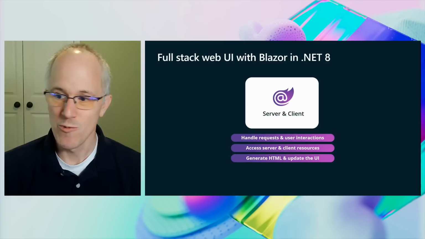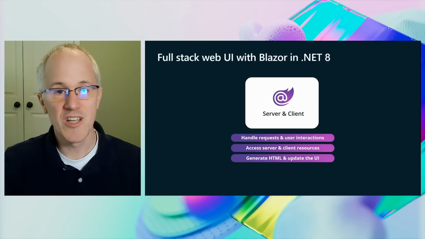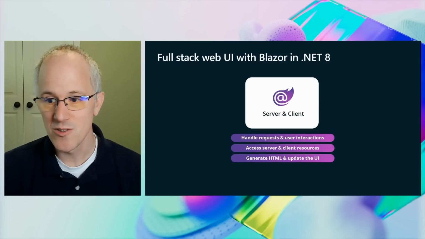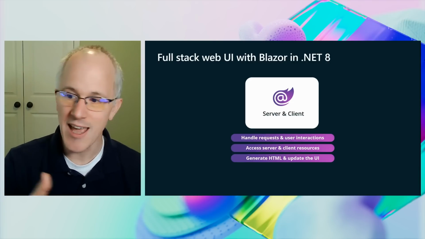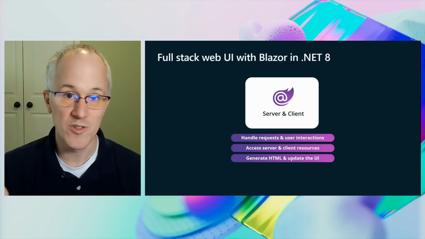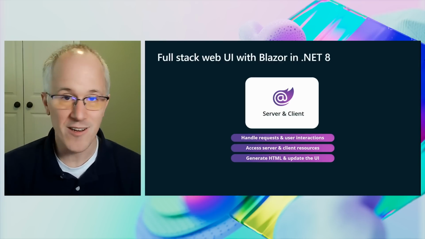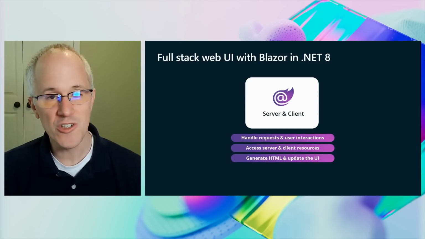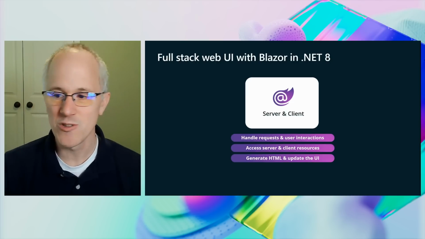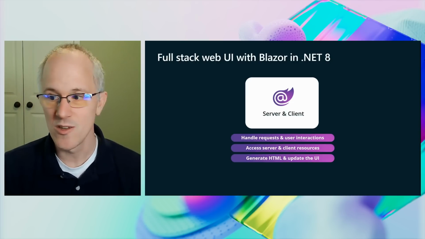programming model. When running from the server, Blazor components can render HTML in response to requests using data and backend services that are available in the server environment. Those same components can also run on the client from a web browser to handle user interactions, access client resources, and seamlessly update the UI.